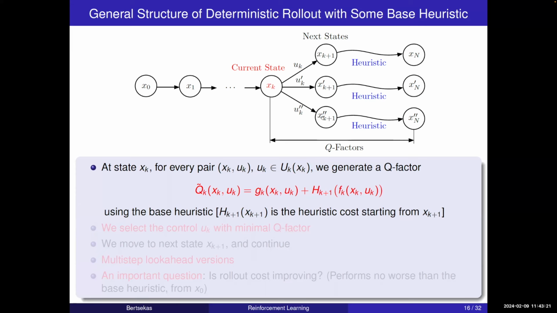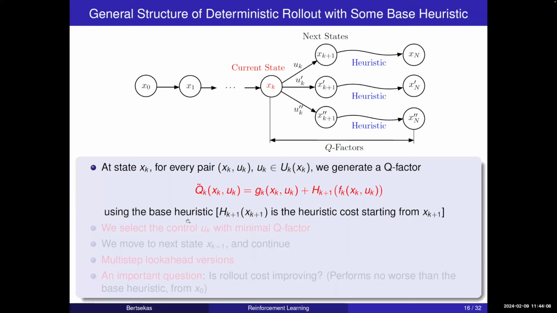So at the state xk, for every pair xk, uk, we generate what's called a q factor. A q factor is obtained like this. If we're looking ahead to, say, this state xk plus one double prime, we run this heuristic to the end of the horizon and obtain a cost from that heuristic. Then we add the immediate cost of being at state xk and applying the control uk double prime. So this is the q factor: the heuristic cost, which we define with this function h of k at a state, plus the immediate cost, given this definition, qk tilde.